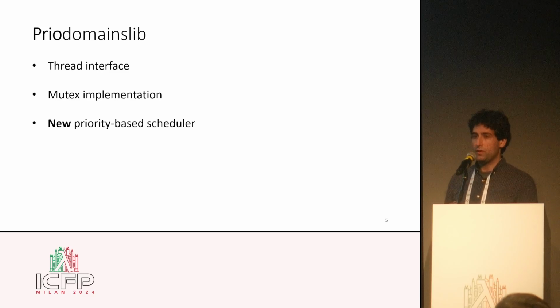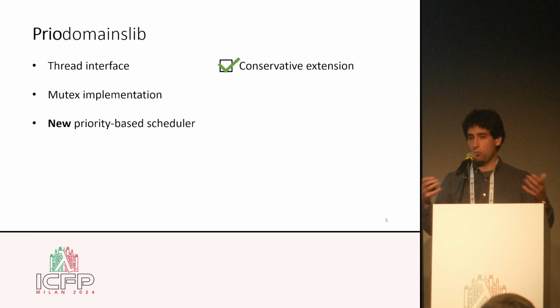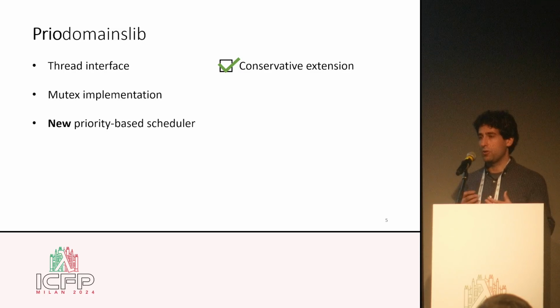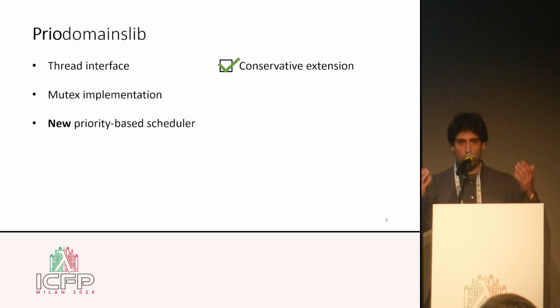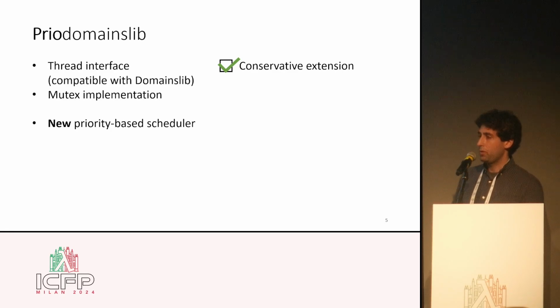So I also have some design goals. One is that it should be a conservative extension of Domainslib. I want existing code in Domainslib to just work in Priodomainslib at one priority. So if you don't specify anything with priorities, we'll assume that you're just running your computation all at one priority, and it should just compile and work. So it should be compatible.